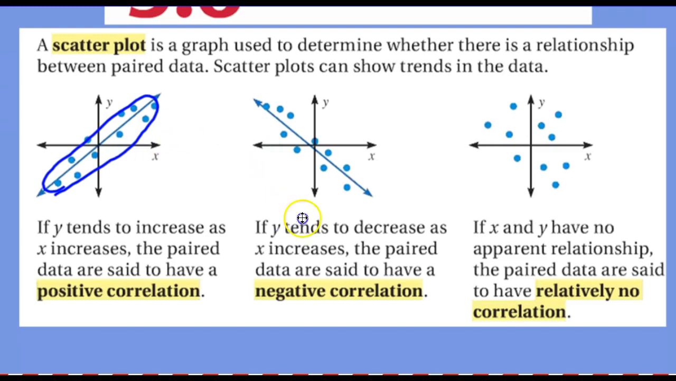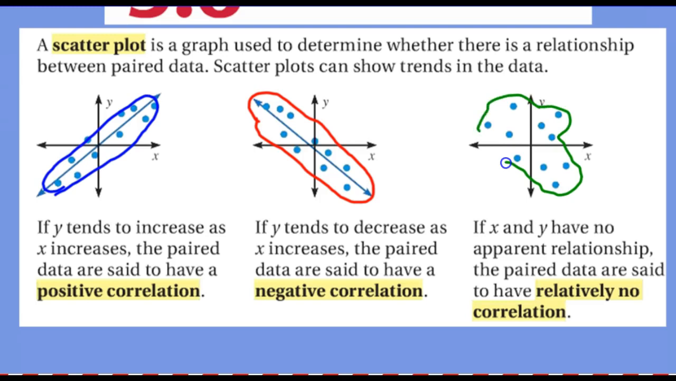If y tends to decrease as x increases, the paired data are said to have a negative correlation. So this one's going downhill, negative. Then, if x and y have no apparent relationship, the paired data are said to have relatively no correlation. So if it's just a big jumble of dots in random order, then it has no correlation.